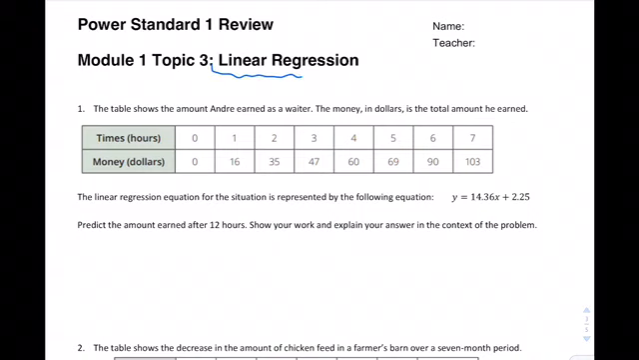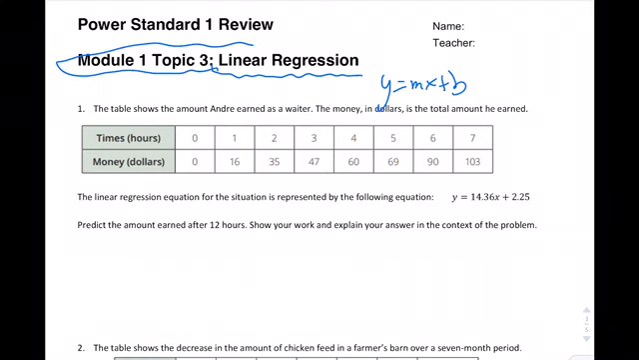Linear regression was actually our first taste of linear functions. Now, this was way back in Module 1, Topic 3, so a couple units ago now. But I think these ideas, this y equals mx plus b, the slope and the y-intercept, or the slope and the initial value, have been reinforced the past couple chapters, so I actually think this should be a lot easier going back to it now.